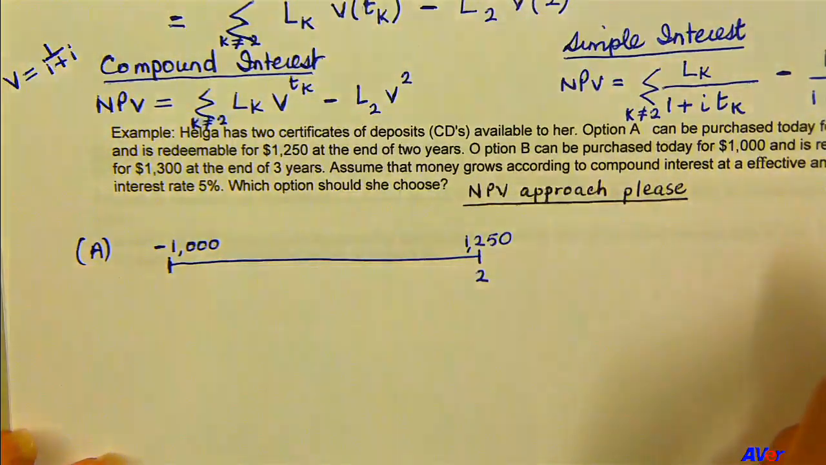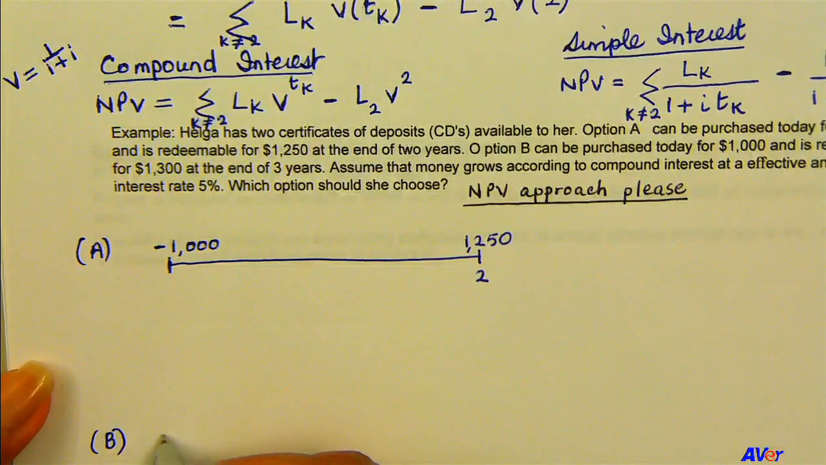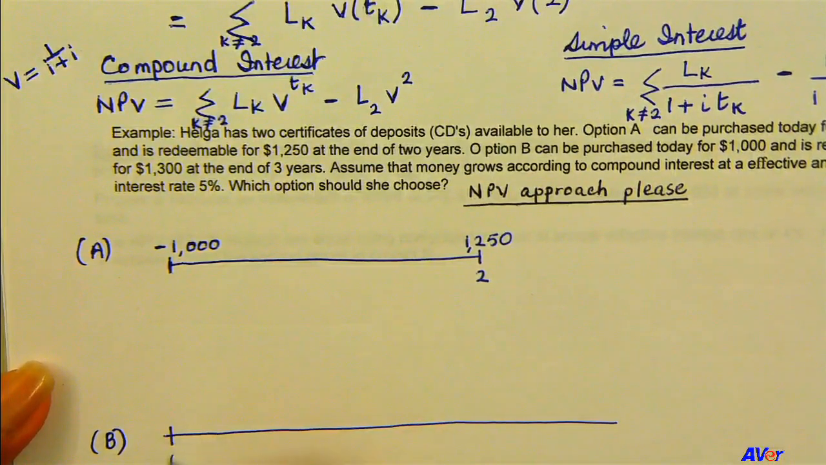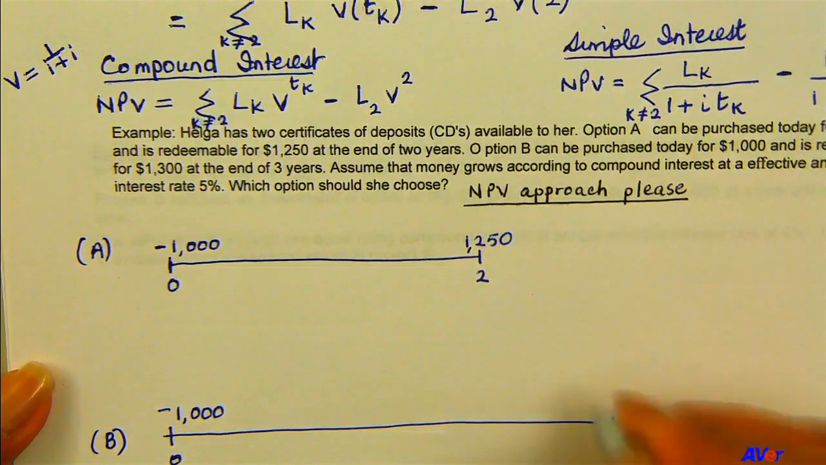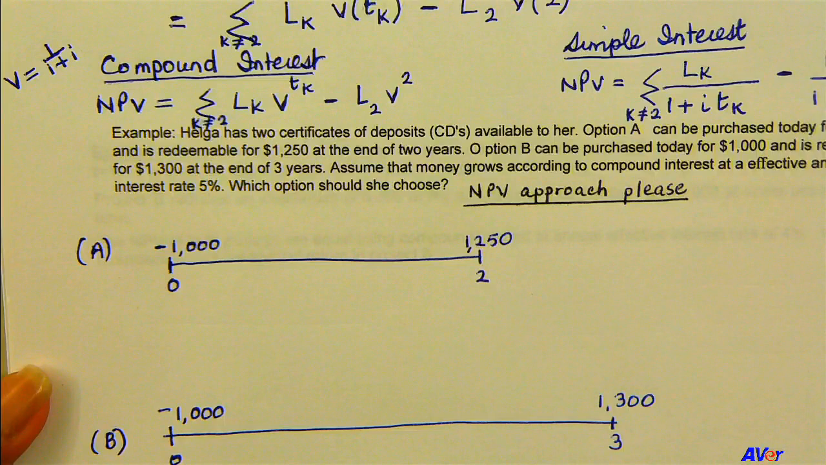Option B can be purchased today for $1,000. B, minus 1,000 again, and is redeemable for $1,300 at the end of 3 years. So 3 years, $1,300. Assume that money grows according to compound interest at an effective annual interest rate of 5%. Which option should she choose? So basically, which is better?